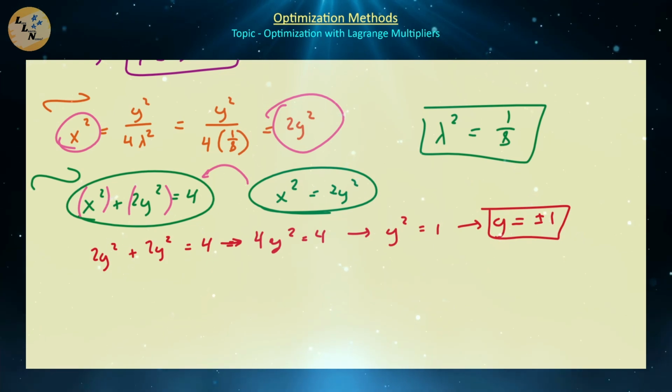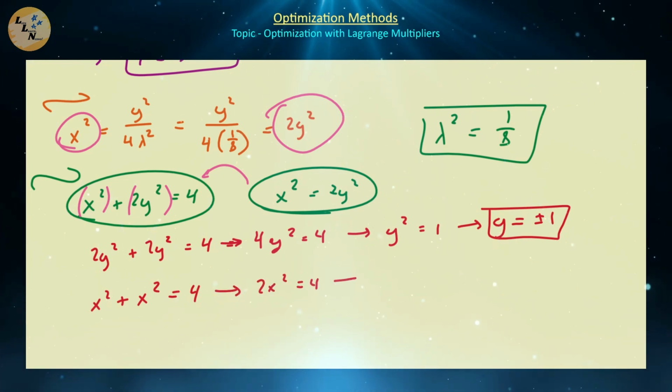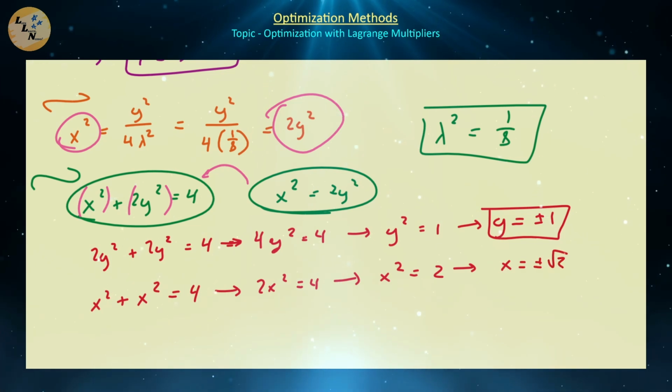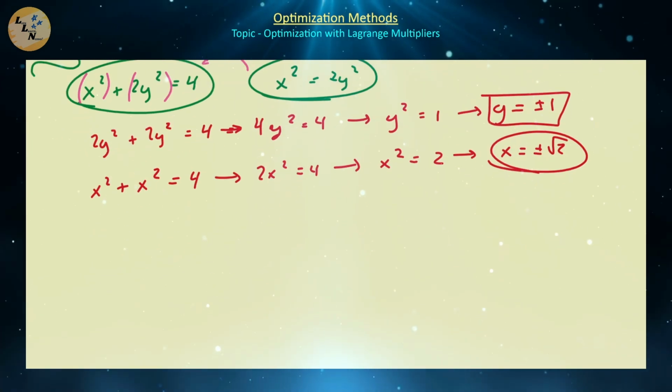And then I'm going to substitute in the other direction, because we know that 2y squared is the same as x squared. So x squared plus x squared is 4. 2x squared is equal to 4. x squared is equal to 2. So x is equal to plus or minus the square root of 2. Okay? So what do we got here? So those are our critical points.